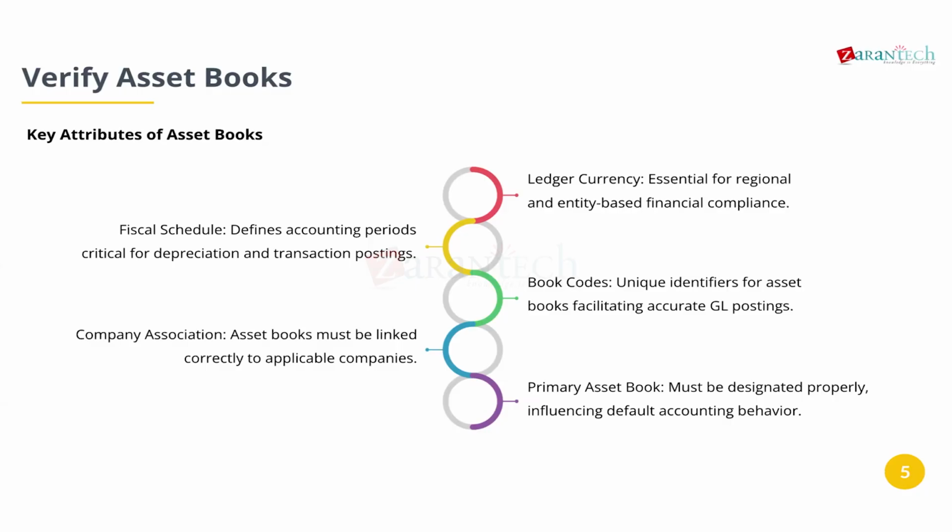Basically, the primary book defines the accounting behavior of every transaction. That's why we need to have a primary book, and it typically serves as the source of truth for all operational reporting and operational transactions. Also, for the integration, the primary book is very important. So, in order to have an asset book, we need to keep in mind the ledger currency, fiscal schedule, book codes, which company we are associating, and the primary book.